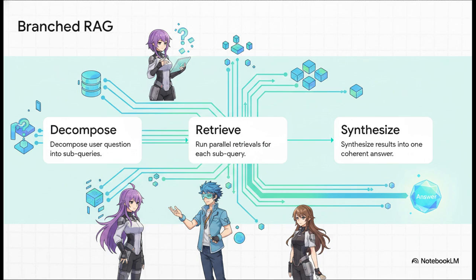Branched RAG handles this beautifully by placing an LLM step at the very beginning to decompose the user's question into multiple, distinct subqueries. It then runs parallel retrievals for each of those subqueries simultaneously and finally synthesizes all those separate retrieved facts into one coherent answer. It is a massive leap in capability for handling complex user prompts.